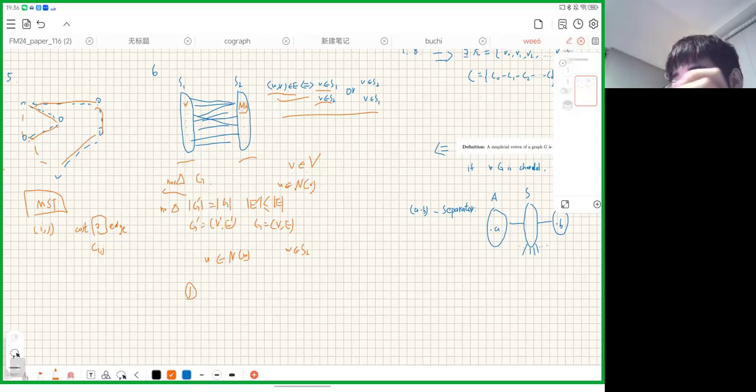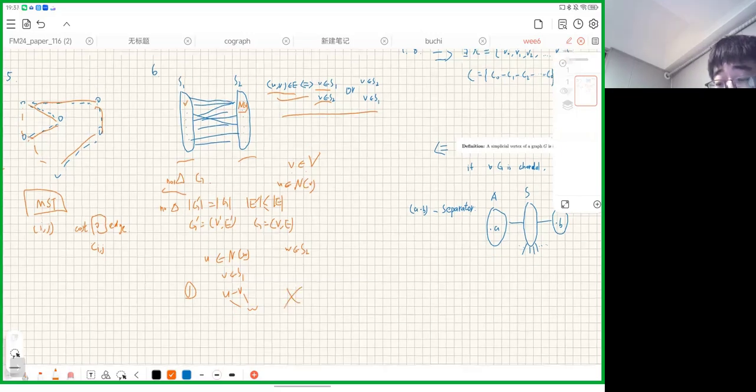But let's say V is in S1 and U connects to V. Is that possible? No. Why? Because then UVW would form a triangle, because V is already in S1 and W is already in S2, and there should be edges between V and W. This is our induction hypothesis: all the previous steps work fine for these rules. So this is not possible.